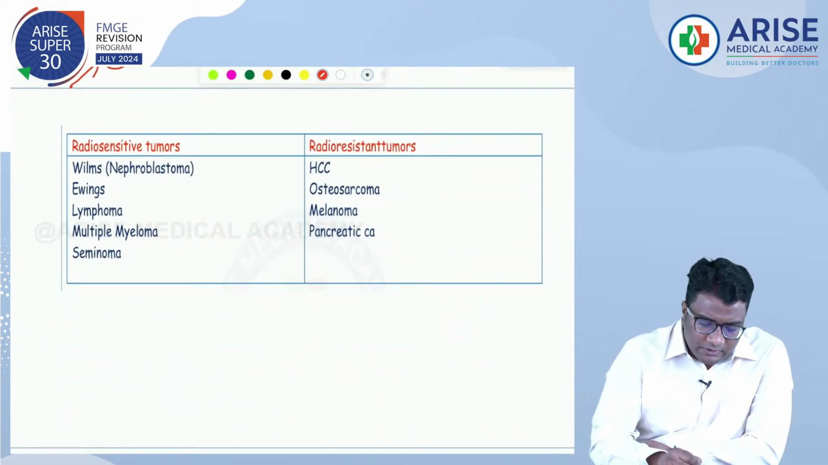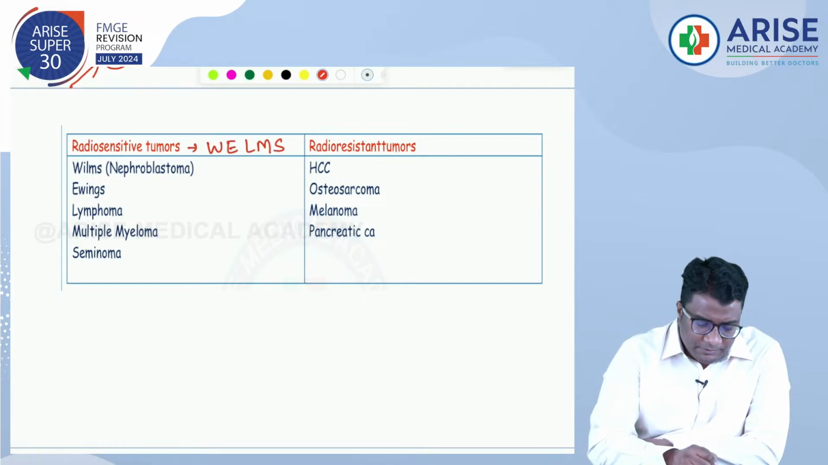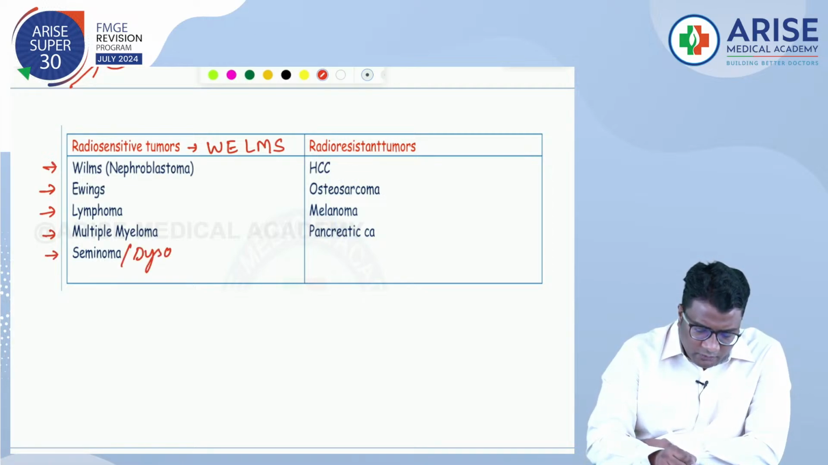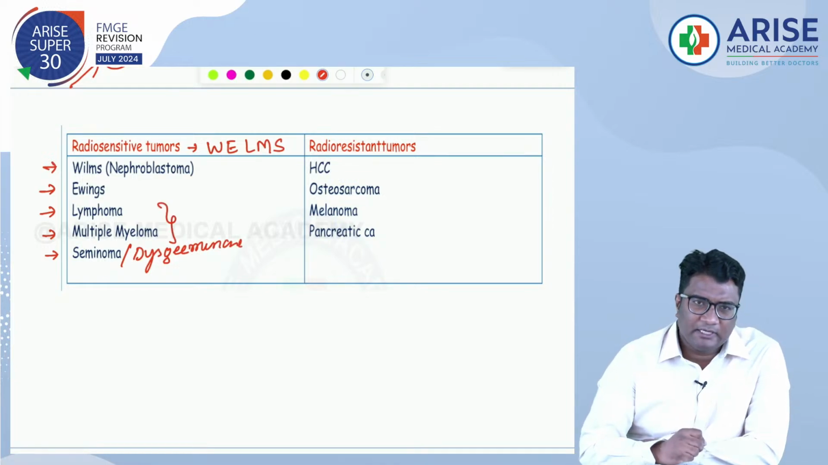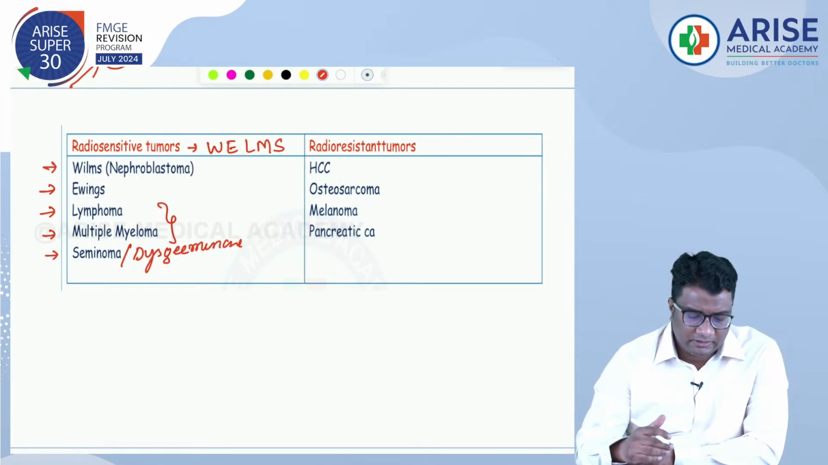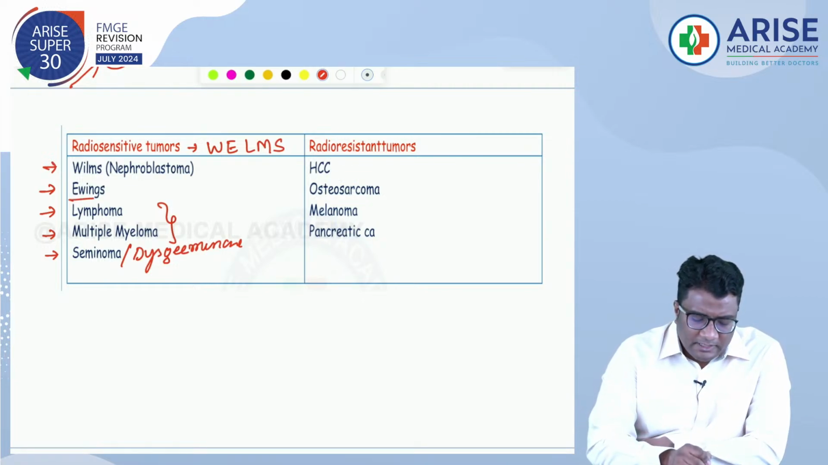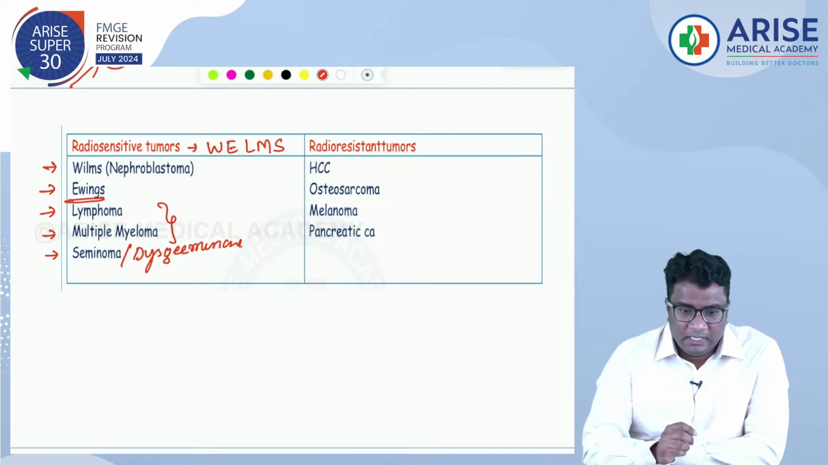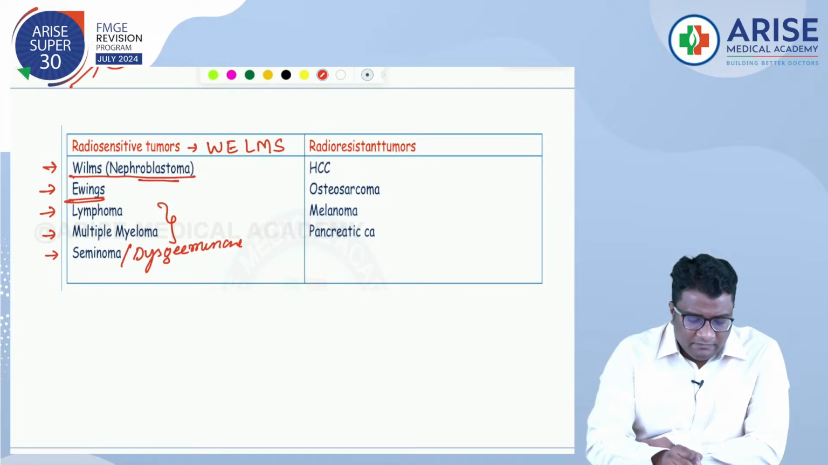The mnemonic that we use here is Wilms, right? Wilms tumor, Ewing sarcoma, lymphoma, multiple myeloma, seminoma. Analogous to seminoma in the ovaries is dysgerminoma, right? And all of these have lymphocytes, right? Lymphoma, multiple myeloma is the plasma cell, B lymphocyte in origin, seminomas, dysgerminoma, they have lymphocytic infiltration. So all of these are there. Ewing sarcoma is the most radiosensitive bone tumor. Wilms tumor, that is nephroblastoma, undifferentiated tissues.